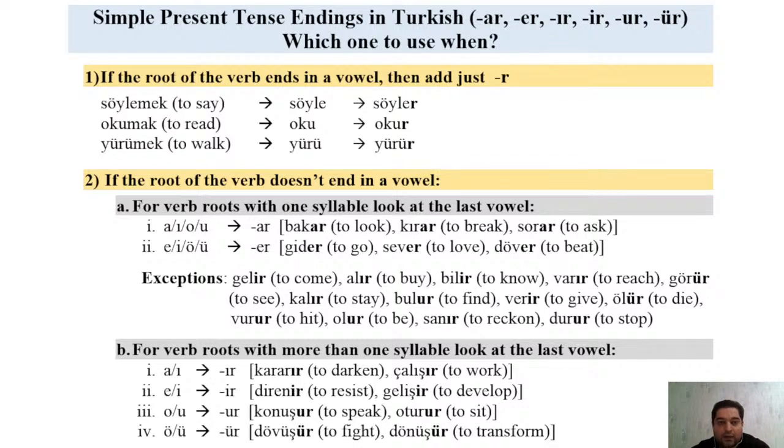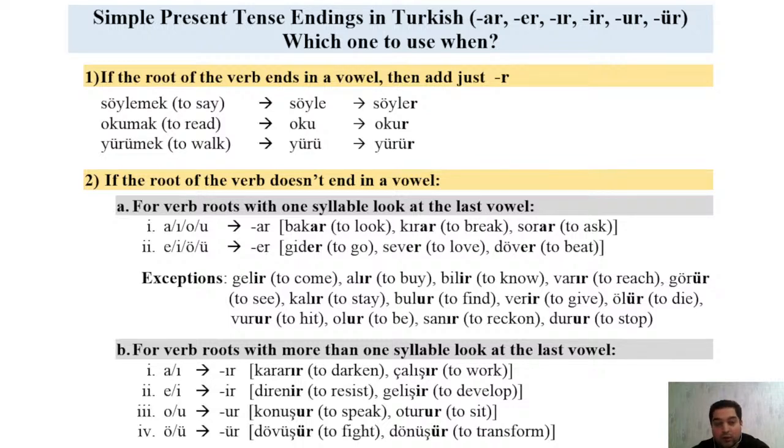And second, if the number of syllables in the root of the verb is more than one, then there are only 4 cases, of course. If the last vowel is a, then it will be ur. If the last vowel is e or e, it will be ir. If the last vowel is o, u, it will be ur.